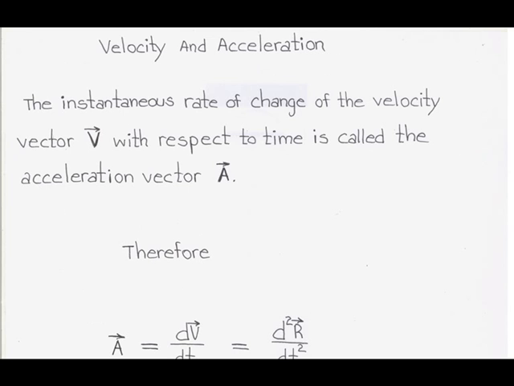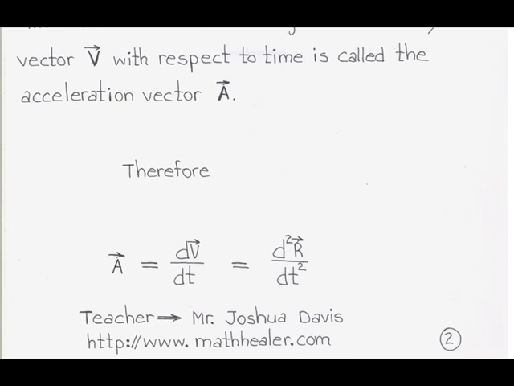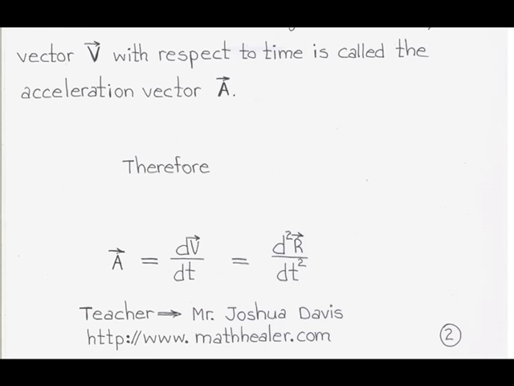The instantaneous rate of change of the velocity vector v with respect to time is called the acceleration. So the instantaneous rate of change, if we do the derivative, which we'll see here, the instantaneous rate of change of the velocity vector v with respect to time is called the acceleration vector. Therefore, the acceleration vector is equal to the derivative of the velocity vector with respect to time, which is equal to the second derivative of the position vector with respect to time.